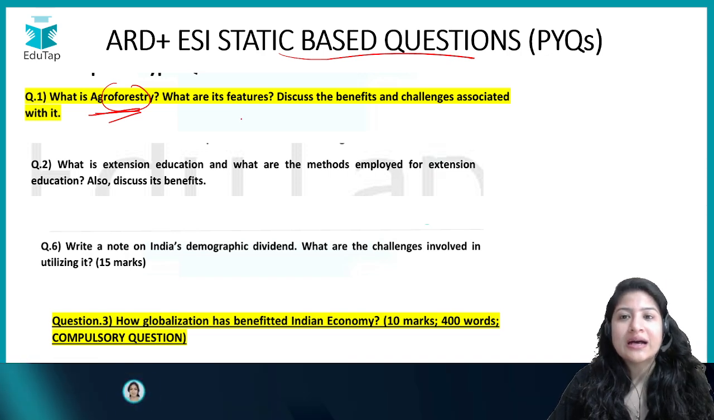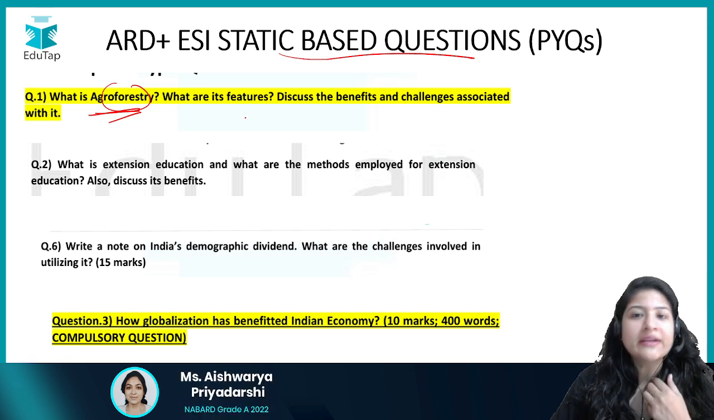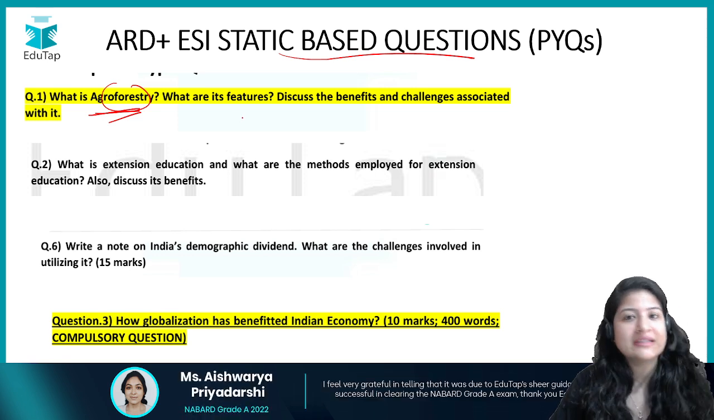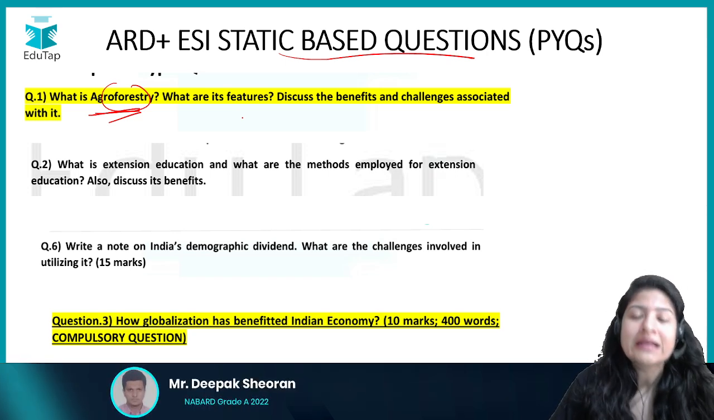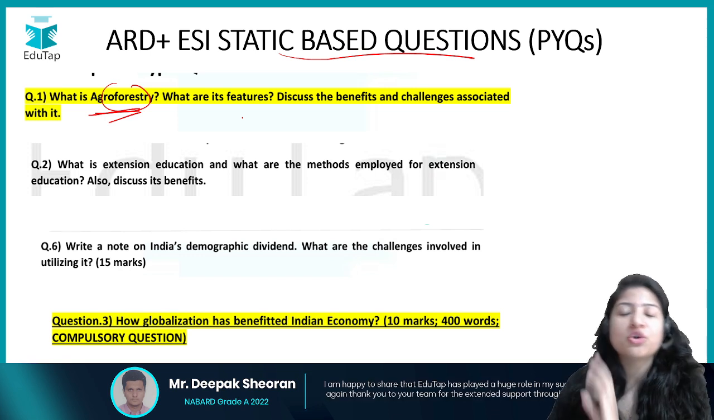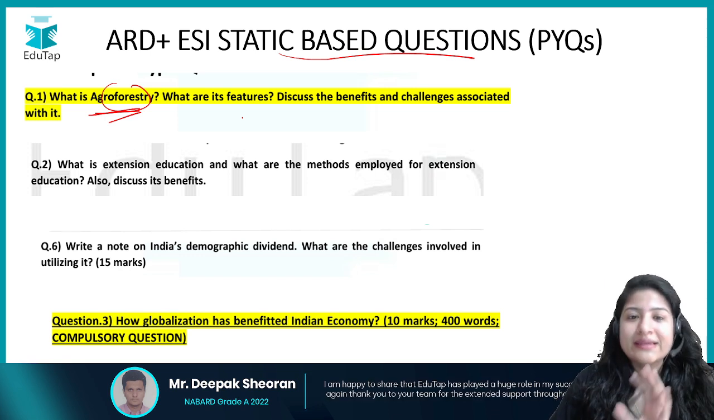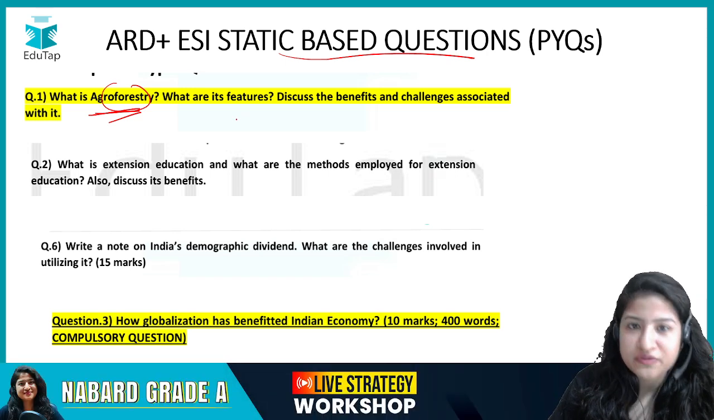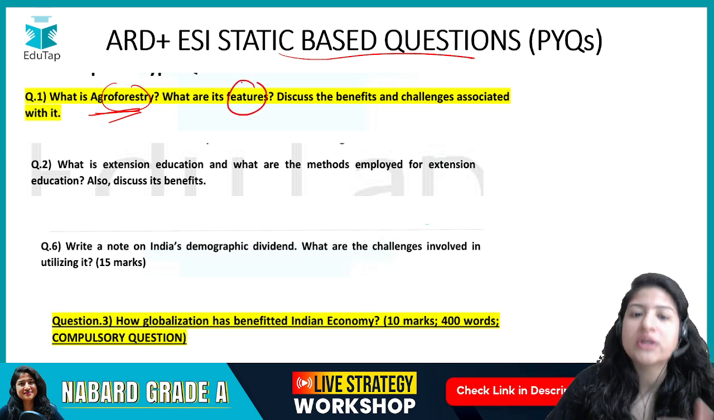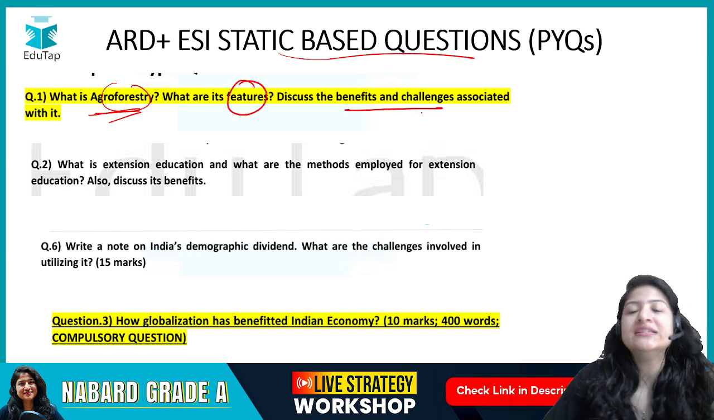Such questions are asked in your graduation or in school, right? There you were given a chapter, you read the chapter, and then in the examination or unit test you were asked a straightforward question. Similarly, the static portion of your ARD and ESI based descriptive questions will be like this, where straightforward questions will be asked to you. What is agroforestry? What are its features? Discuss the benefits and challenges, right?